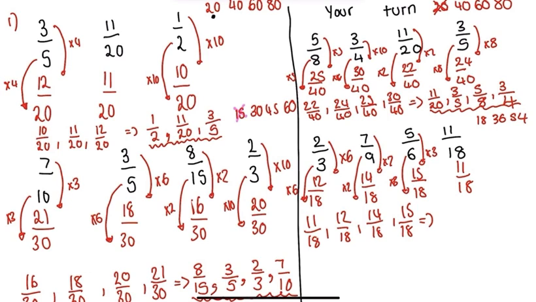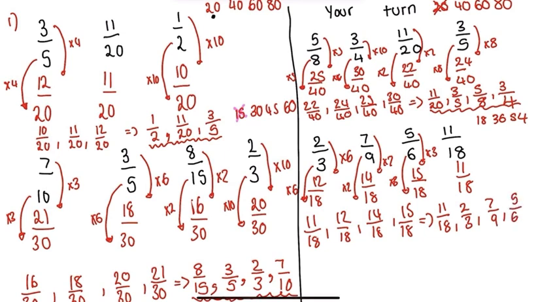Now for that final mark, make sure we're switching them back. Now 11 over 18 was just 11 over 18. 12 over 18 was actually 2/3. 14 over 18 was 7/9. And 15 over 18 was 5/6.